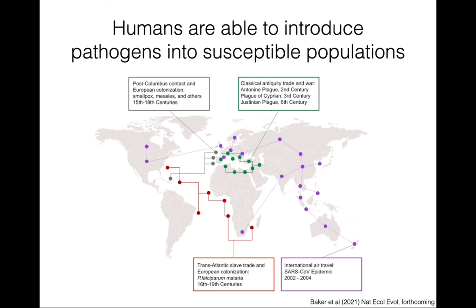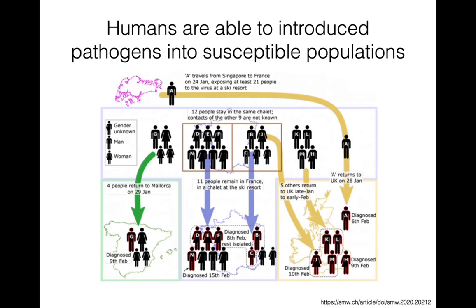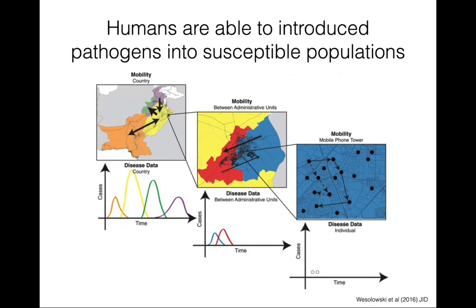in expansive disease spread. The current SARS-CoV-2 pandemic is yet another example of how human travel can result in rapid disease spread globally. Here's an example from the earlier stages of the pandemic where an individual was infected in Singapore who then traveled to a ski resort in France. They were then in contact with a number of other individuals, many of whom traveled again within a few days or weeks and were able to introduce the pathogen into these susceptible populations, resulting in secondary cases.